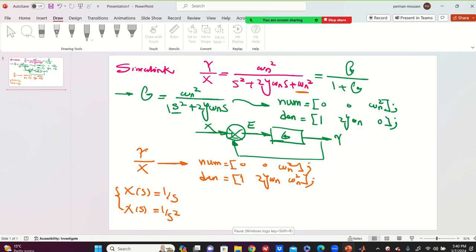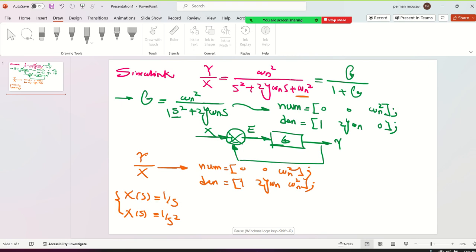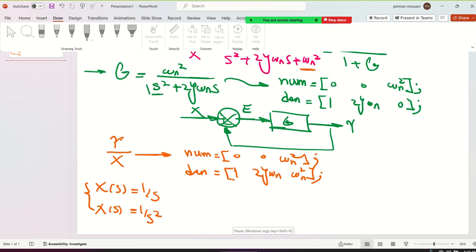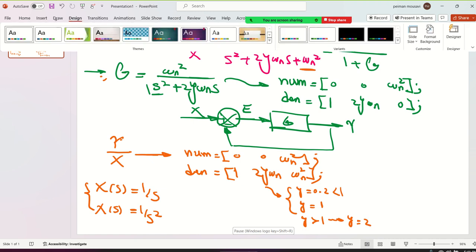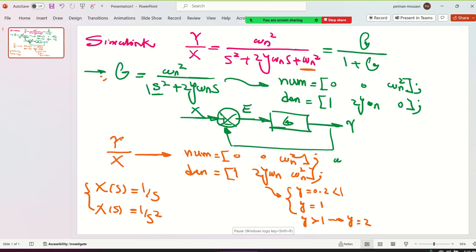I'm going to say zeta, two cases. Underdamped system is 0.2 because it's smaller than 1, remember? And then I'm going to plot for a critically damped system, and then I'm going to plot for an overdamped system. I'm going to say zeta is 2 for unit step. And as I said, omega n is 1 radian per second, and as you know, there is no unit for the damping ratio.